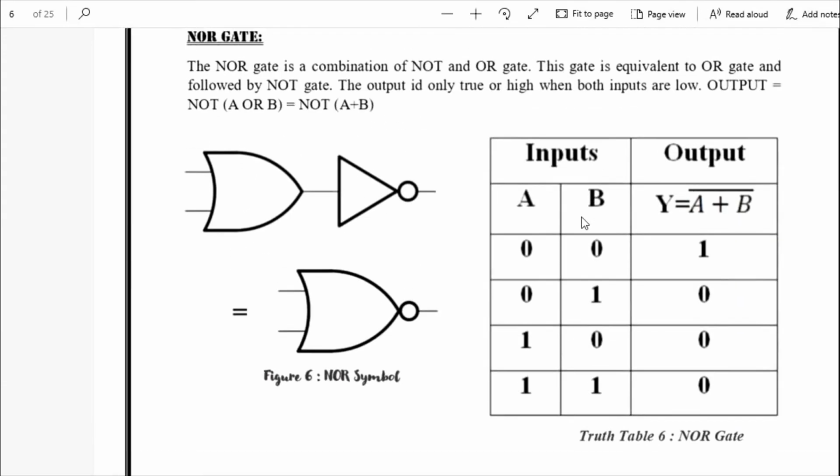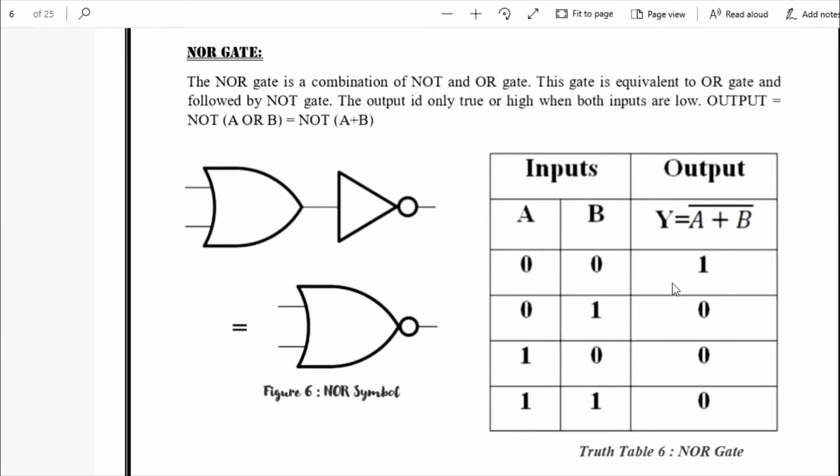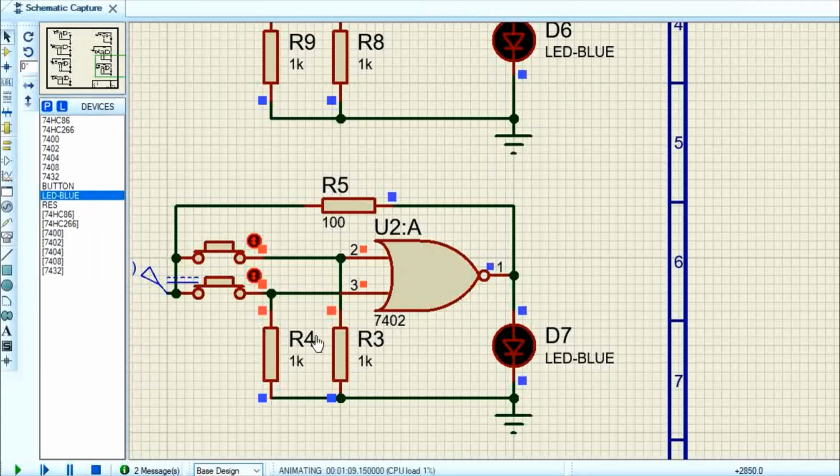As truth table is showing that if we have 0, 0 at input, at output we have 1, which is the inverse of OR gate. For rest of all input states, we have 0 at output. So let me show you the simulation for NOR gate. Schematic circuit for NOR gate.